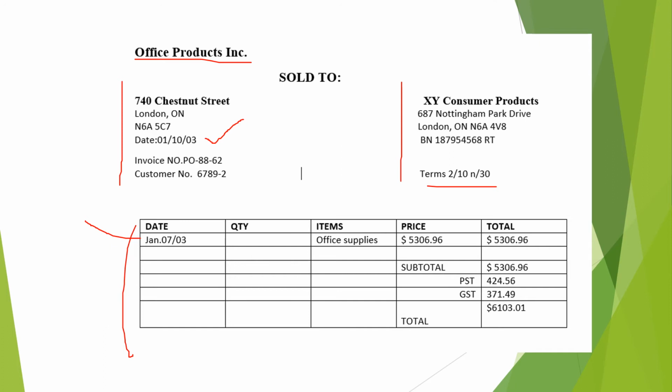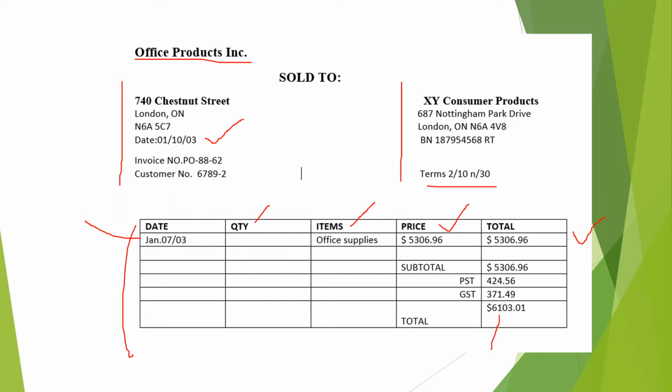You have the quantity, and then the item, which in this case is office supply. This is the item bought for use in a business. Then you have the price, and then the total. To get the total, you multiply the price times the quantity. You get your subtotal, and then there's PST and GST, and you get the total. This is the total of the invoice.